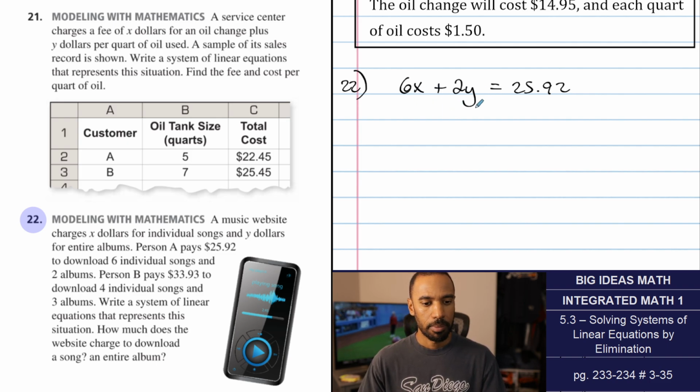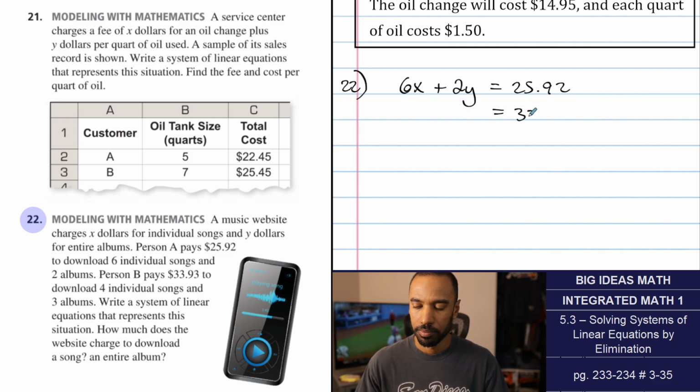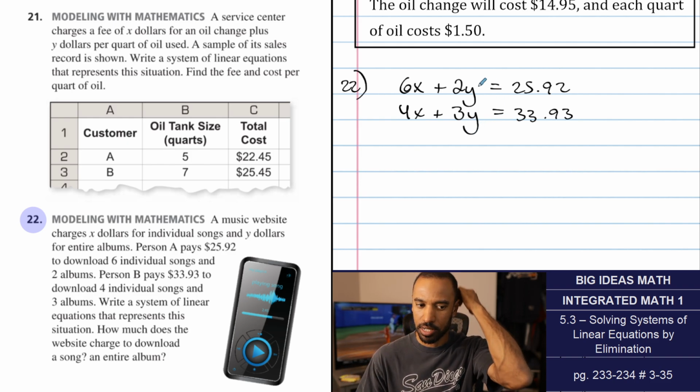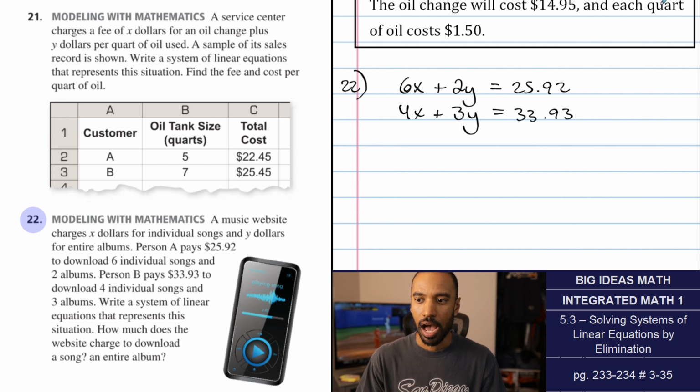Person B pays $33.93 total, in that they bought 4 individual songs and 3 albums. Write a system of linear equations. Done. How much does the website charge to download a song and entire album?